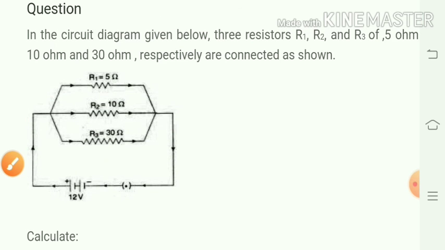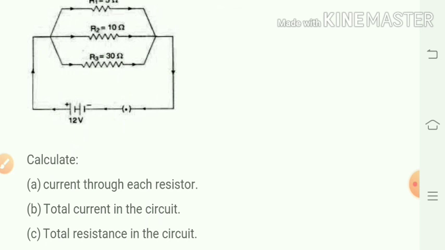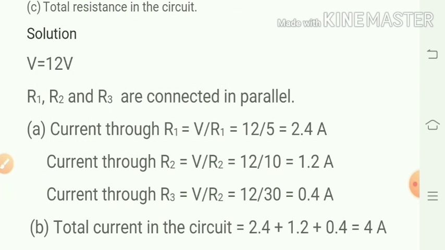In the given circuit diagram, the resistors R1 5 ohm, R2 10 ohm and R3 30 ohm respectively are connected as shown. Now, we have to calculate the current through each resistor, the total current in the circuit and the total resistance in the circuit. In this diagram, we can see that the resistors are in parallel combination. So now we will see the solution.